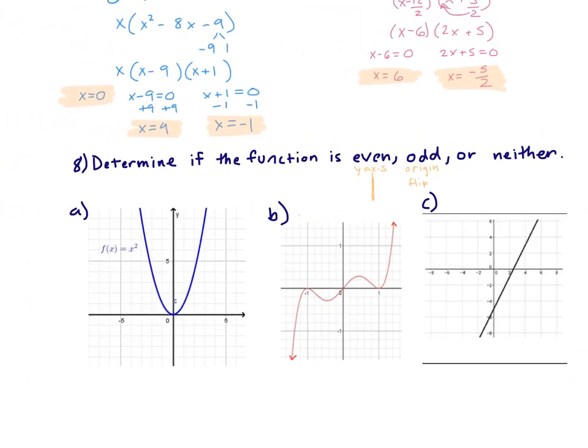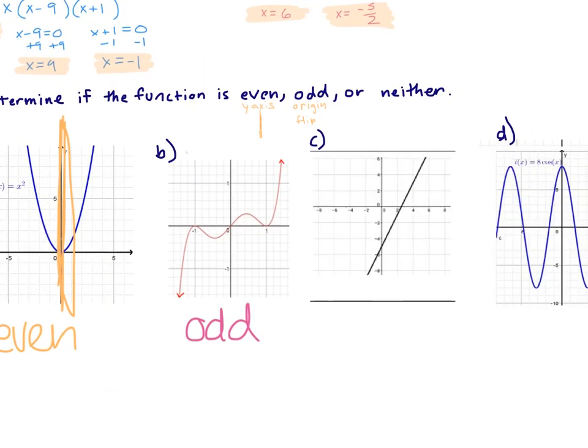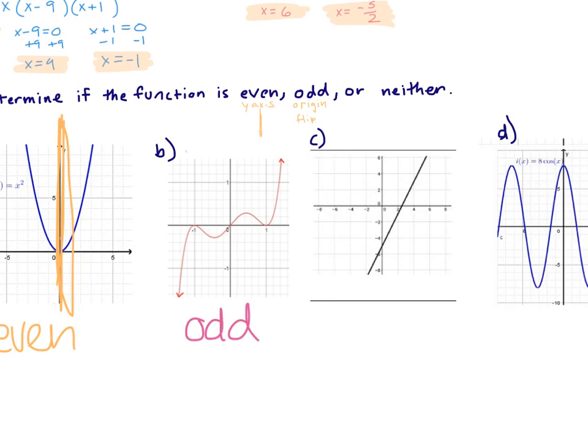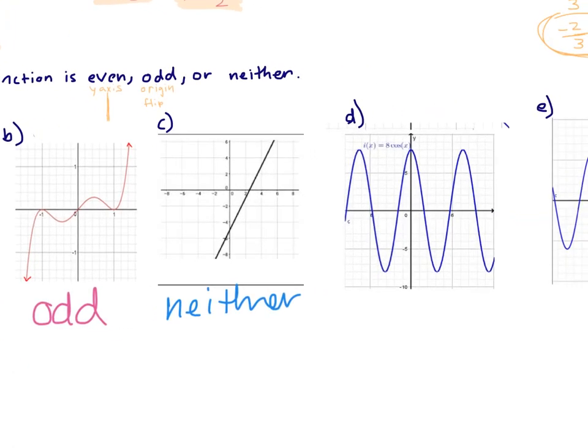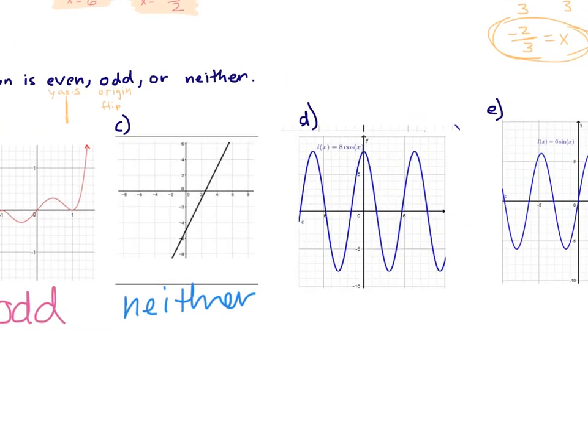So for A, we see that this graph is symmetrical over the y-axis, so that would make this even. For B, if we took this graph and flipped it upside down, we would get the same thing, so it's symmetrical over the origin, which makes it odd. For C, it's not symmetrical at all, so this would be neither. For D, if we take this and flip it upside down, oh, actually no, this one is symmetrical over the y-axis. So this would be even.